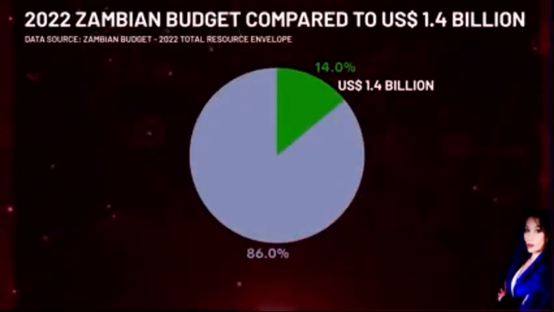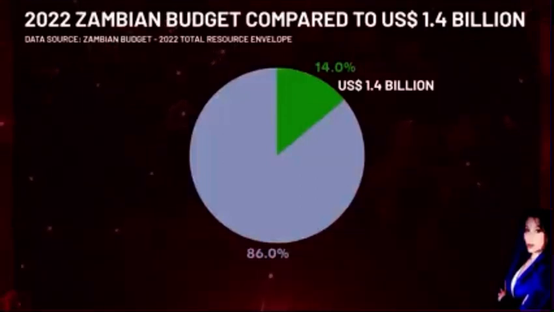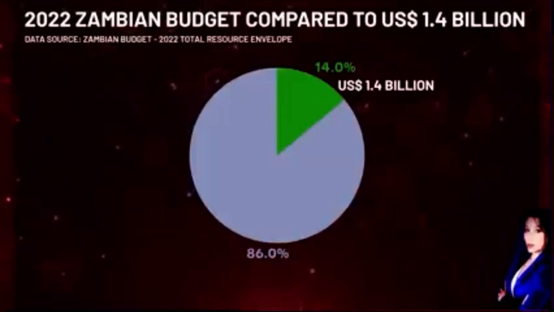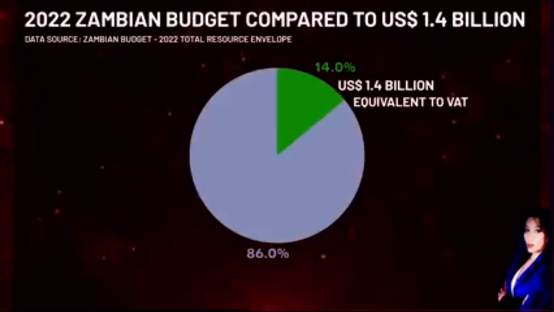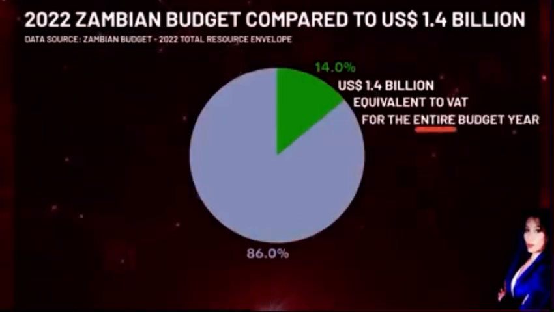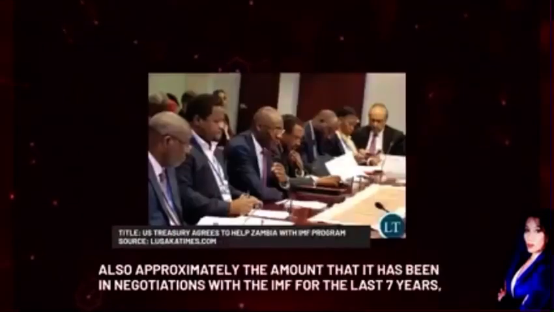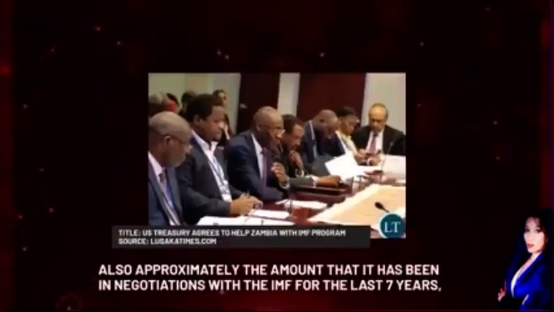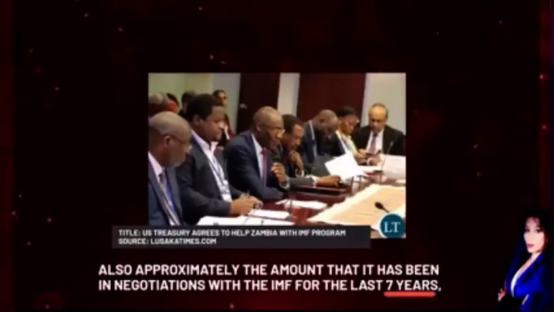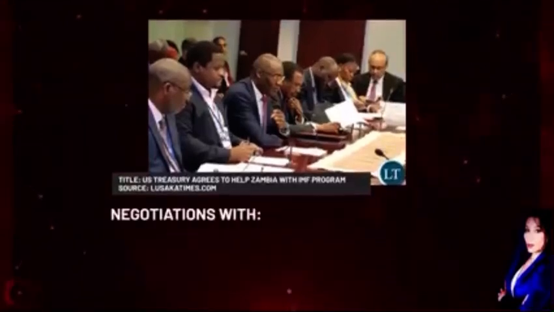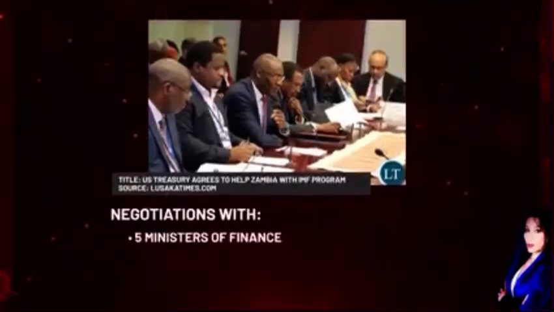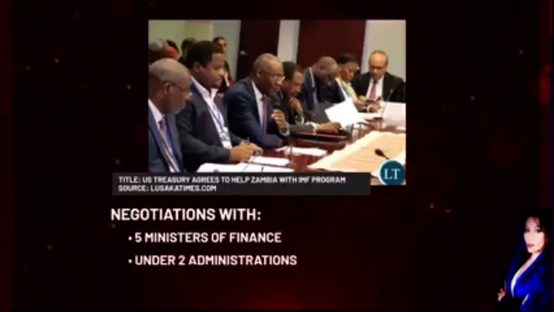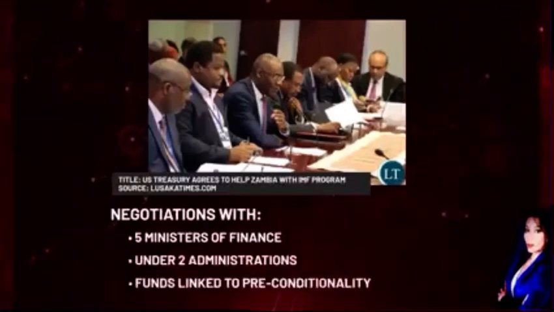In other terms, as compared to the 2022 budget resource envelope, it's equivalent to the value-added tax, VAT collection, for the entire budget year. It is also approximately the amount that's been under negotiations with the IMF for the last 7 years, negotiations with 5 ministers of finance under 2 administrations, funds of which are linked to preconditionality.